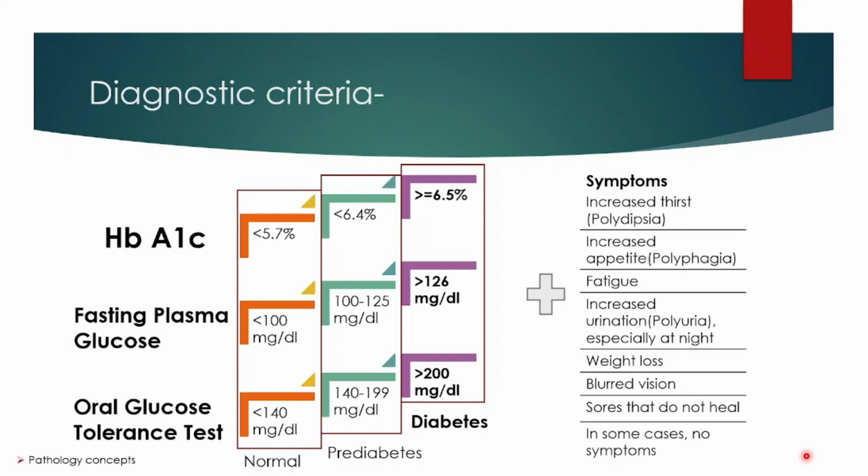as diabetes. What is pre-diabetes? When HbA1c measures less than 6.4% but more than 5.7%, and/or fasting blood glucose measures 100 to 125 mg per dl, and/or oral glucose tolerance test is 140 to 199 mg per dl, then it is called pre-diabetes.